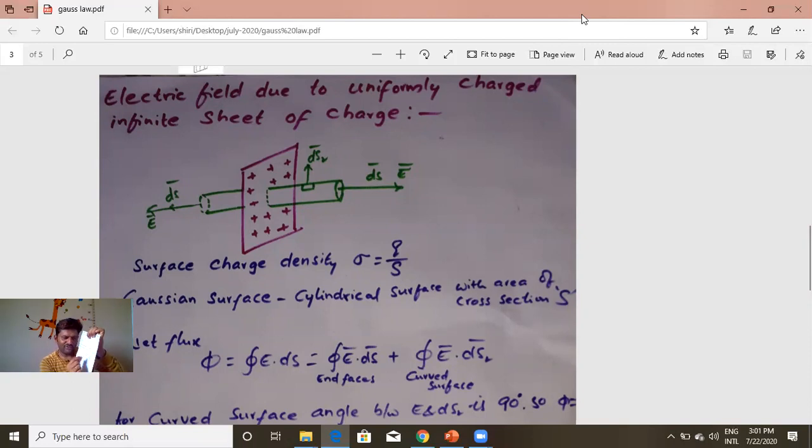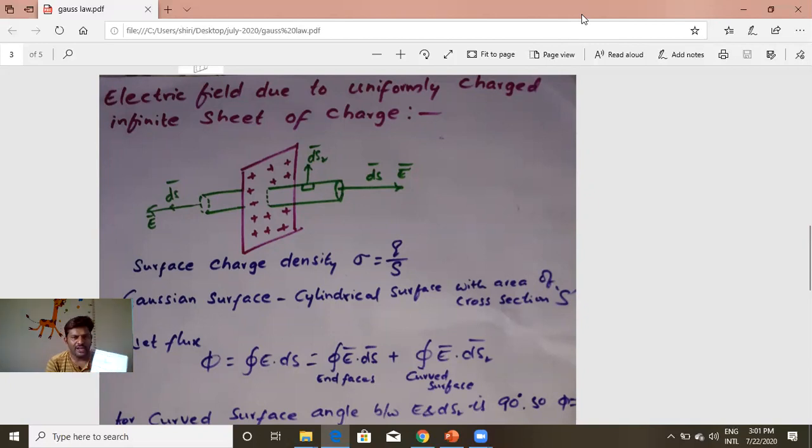So the effect of the charge residing in this area at this point is null, because this is not in the field of this charge. So it is unknown to this. So for this charge, it is an infinite sheet of charge. For this charge, we need to calculate the electric field at a certain distance.